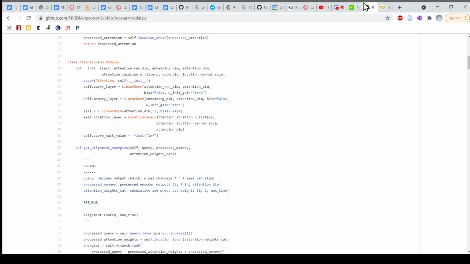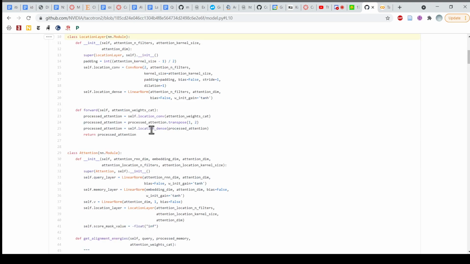Yeah, okay, so let's look at this attention. Last thing we'll do. They've got their query, their memory, their location. Their query layer is just like a query in any attention. Their memory layer, I'm guessing, is like the values. Or no, self.v is the values. All of these are just using a dense feed forward linear network with some kind of normalization. The location layer is what's kind of curious and interesting. So let's see where it's defined.